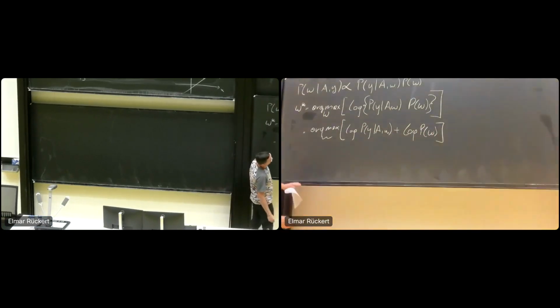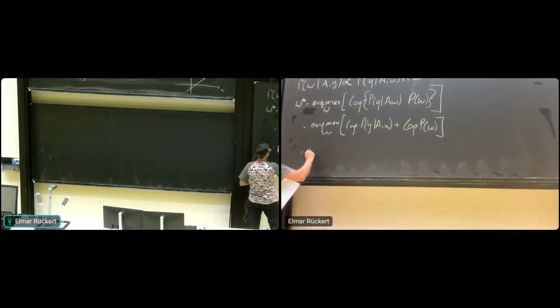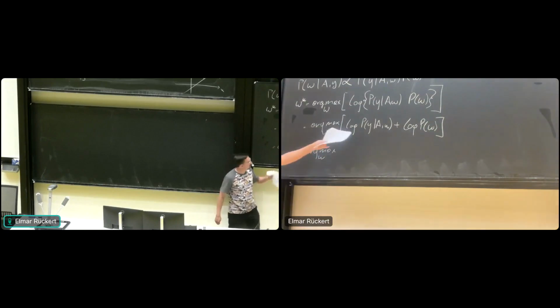So it's the log of the likelihood plus the log of the prior. This is nice. So now plugging in our Gaussian distribution assumption, this is the assumption that we make. Our modeling assumption is that all distributions are Gaussians.